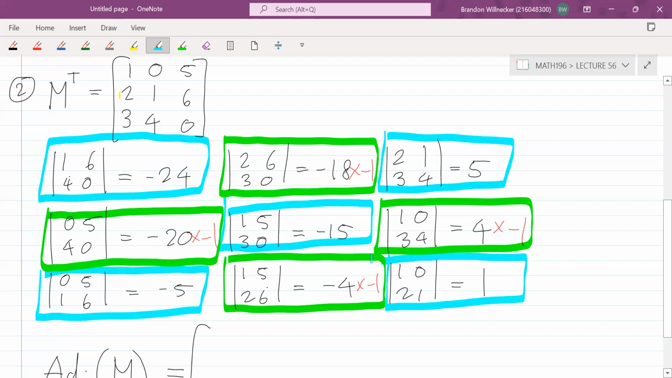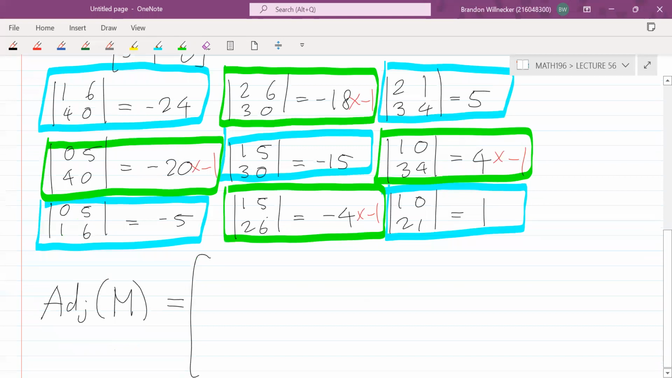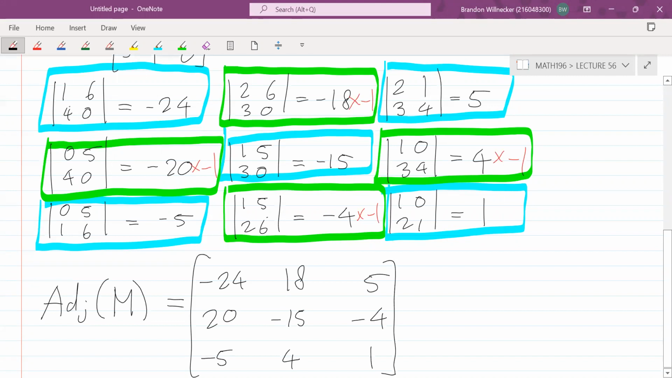Okay, so you see how they alternate. So blue, green, blue, green, and so on, only the green ones you multiply by -1. Okay, so if we do that, we're going to get the following matrix. -24, 18, because we multiplied by -1, 5, 20, because we multiplied by -1, -15, -4. Okay, again, because we multiplied by -1, -5, 4, and 1. Okay, so this is the new matrix that we get after multiplying alternate entries by -1.